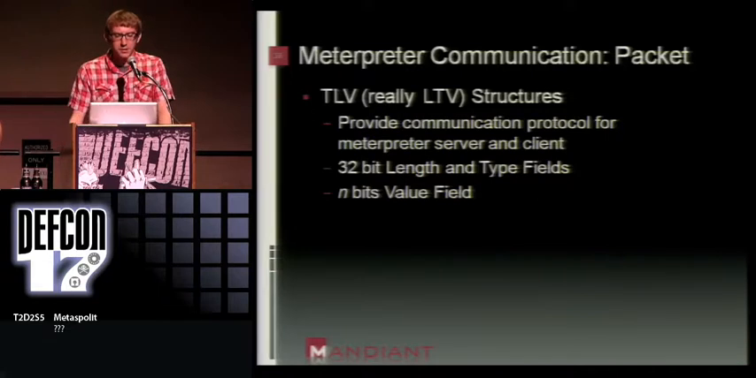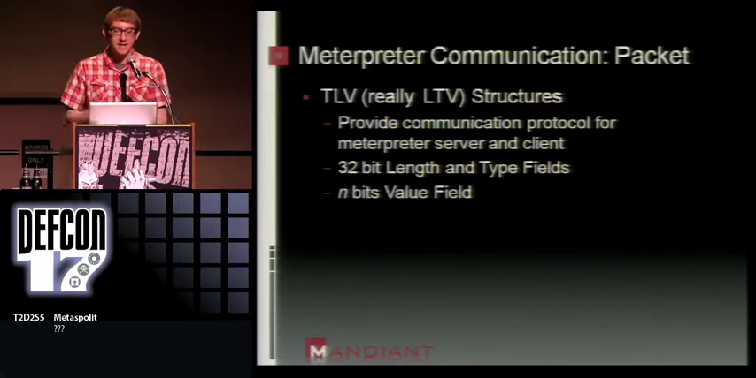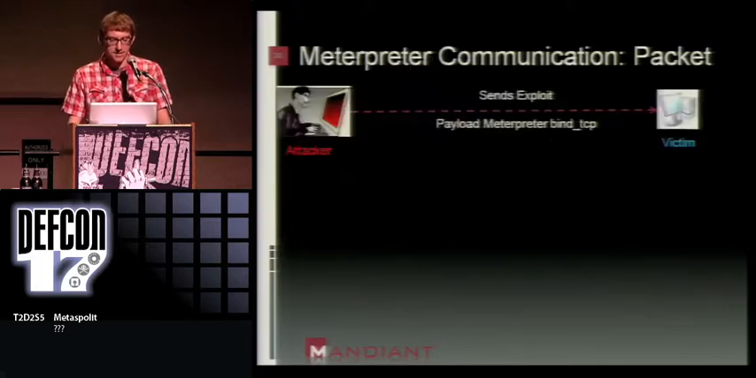So Meterpreter communication uses this TLV structure. For all intents and purposes, I'm going to continue to refer to it as TLV, but in actuality it's LTV. That is a type length value field. 32 bits are used for the length and type, and then n number of bits are used for the value. Also within that value, we can have nested TLVs, and that'll be more prevalent in the next few slides.